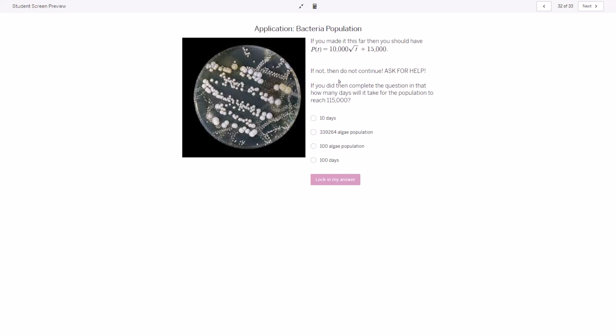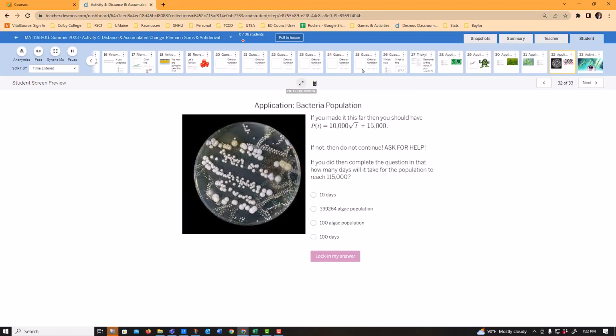Now here it says how many days. That tells me right now I need to solve for t. So you let this equal 115,000 and then you solve it for t. Hopefully you can do that algebra. If not, ask me questions. All right, that is Desmos Activity 4.